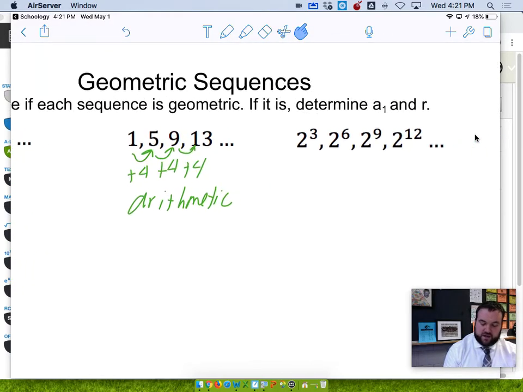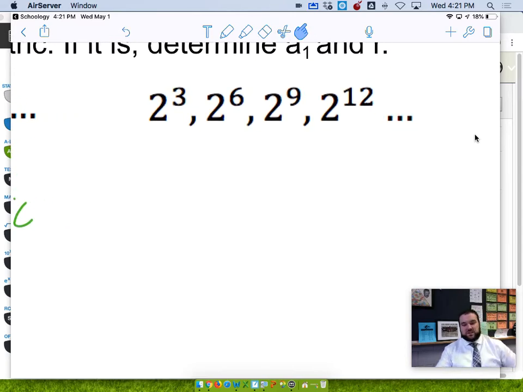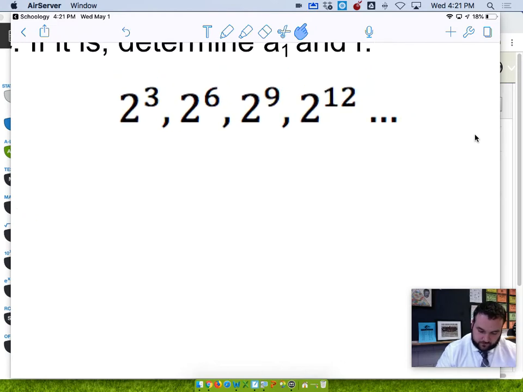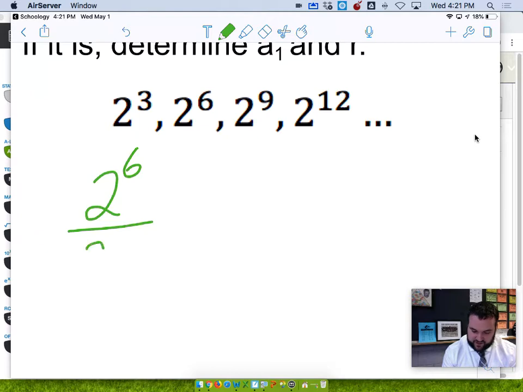And this last one's kind of fun. If I have 2 to the 3rd, 2 to the 6th, 2 to the 9th, and 2 to the 12th, you can see that the powers are going up by 3 every time, which might make you think it's arithmetic. But if we think about it, I'm going to take the second term and divide by the previous term. Well, when I'm dividing things that have exponents, I can subtract those powers.